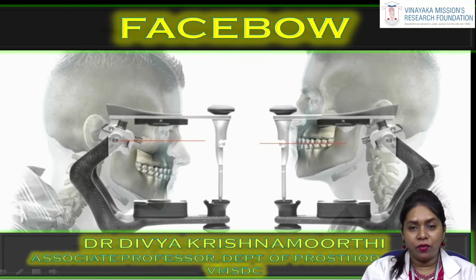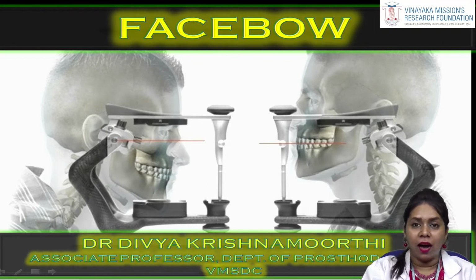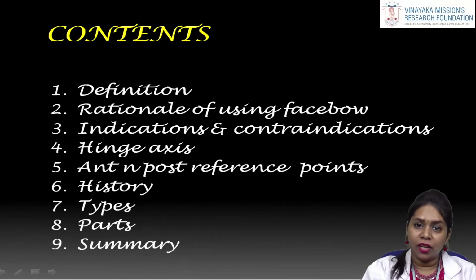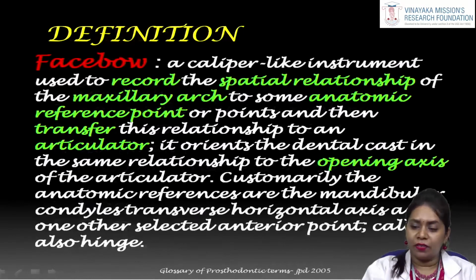So the contents that we will be covering in today's class are the definition, the rationale for using FACEBOW, the indications and contraindications, the hinge axis, what are the anterior and posterior reference points, the history of FACEBOW, types and the parts of a FACEBOW, and a small summary. So let's move on to the definition.